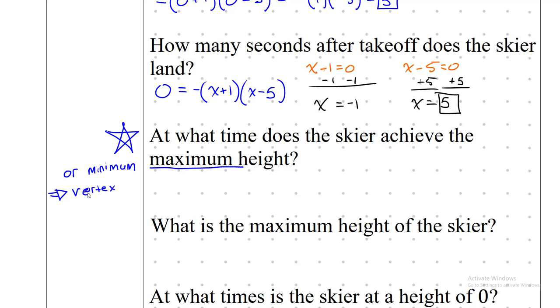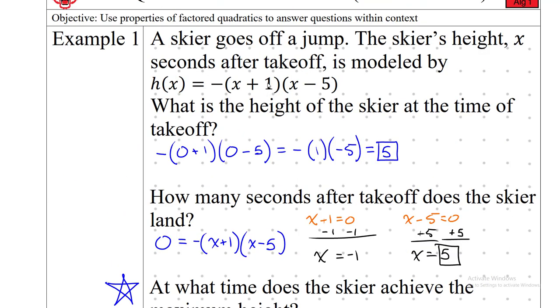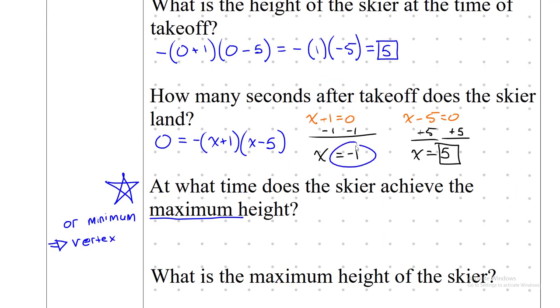Vertex. And I can spell. So the vertex is halfway in between the two x-intercepts. If we come back up here, actually you don't even need to see that since we did some work. We know that the x-intercepts are at negative 1 and 5, which means I need to find halfway in between them, or I can just take their average.